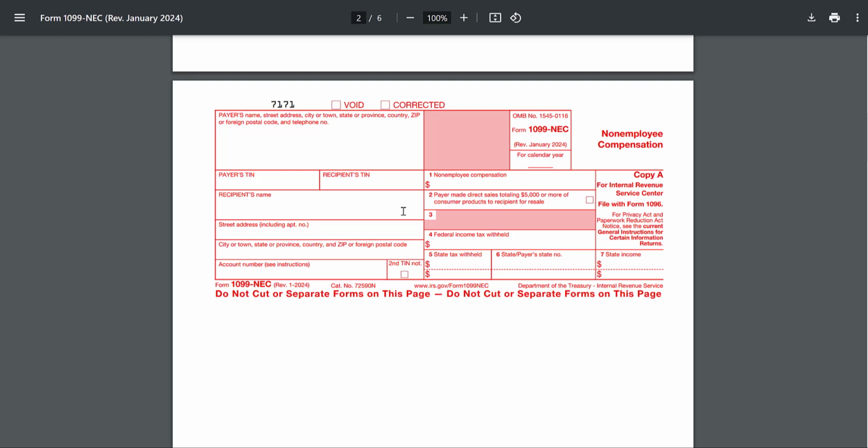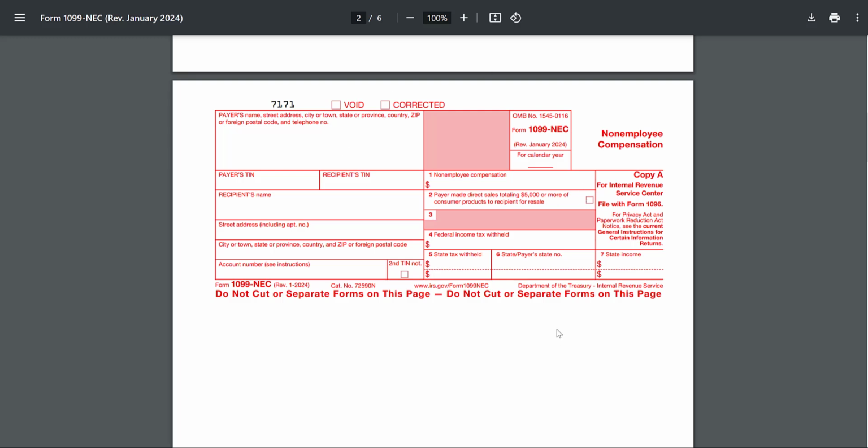Anything that's not going through a payment processor. Okay? So now that we've gone through who is going to receive a 1099 NEC, let's talk about how to fill this out.